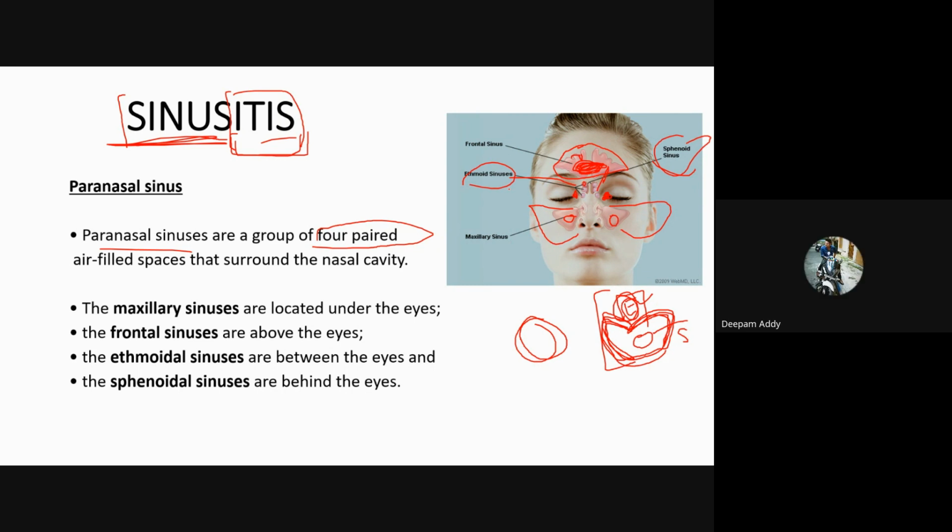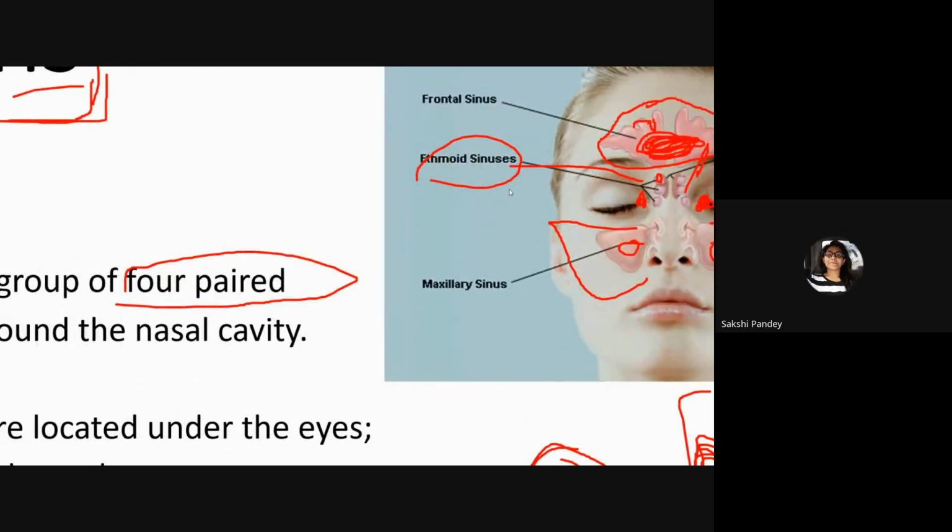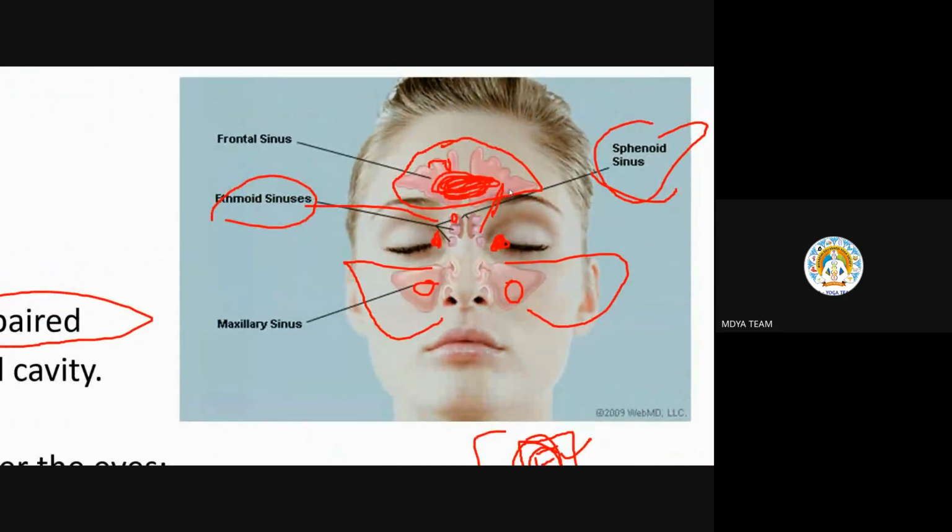Ma'am, yes, ma'am. Can you zoom this diagram? Yes, ma'am.